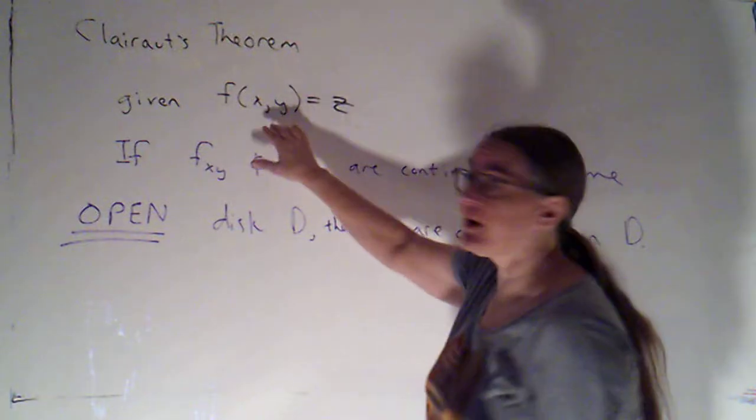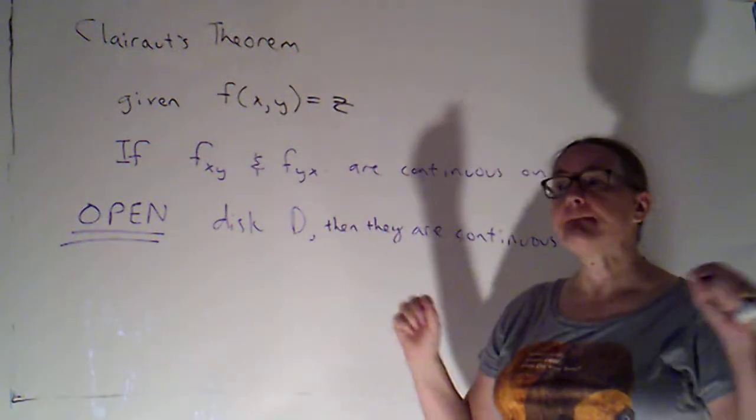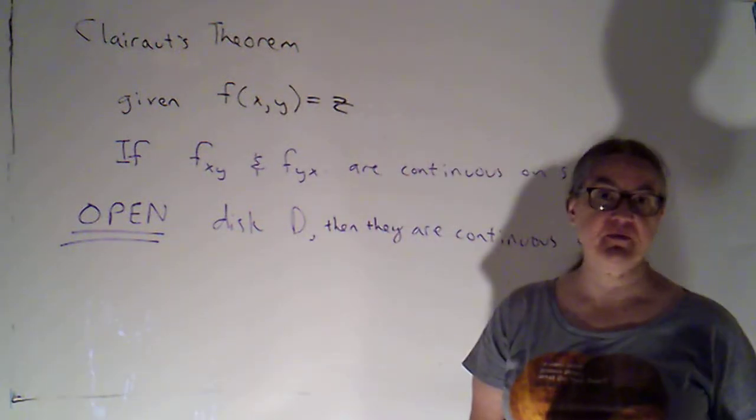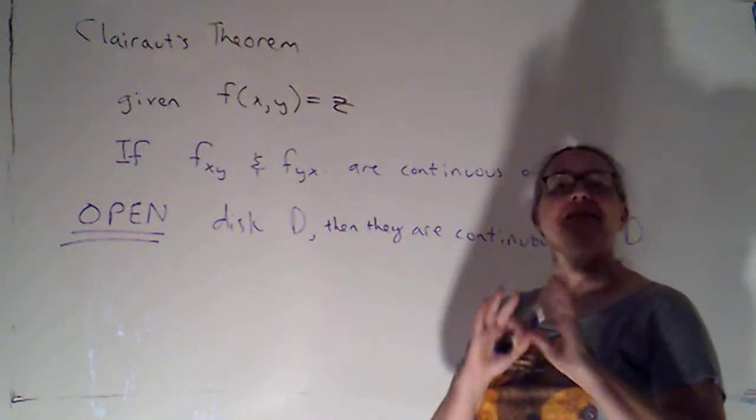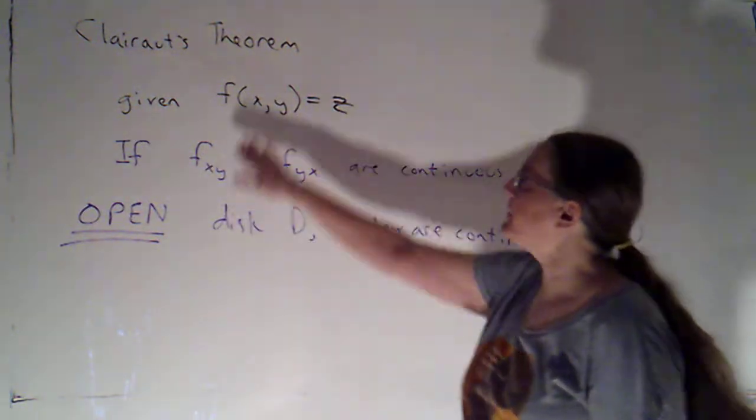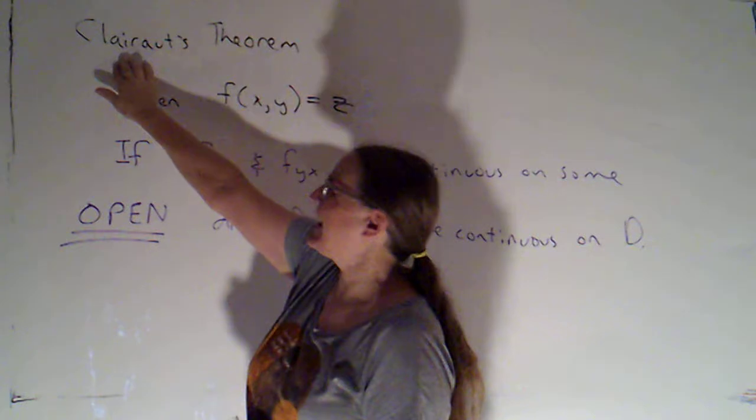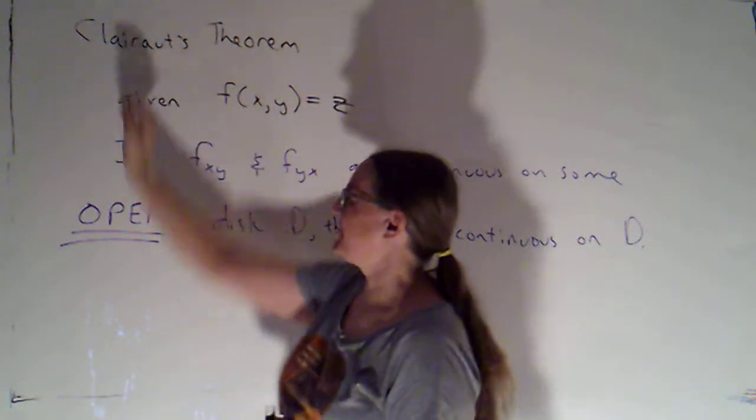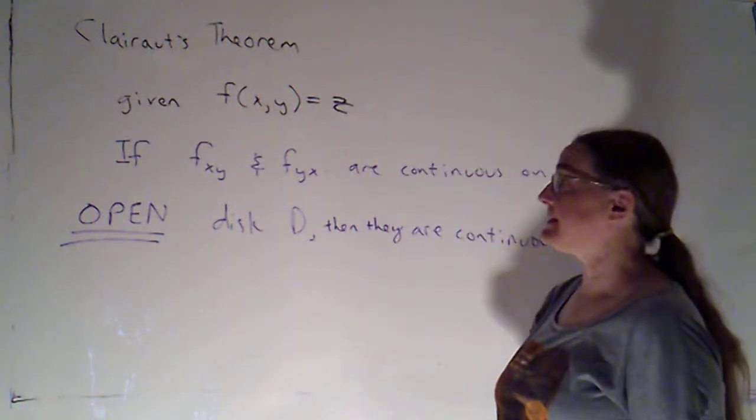In the last video, we saw an example of a function of two variables, and when we took the mixed second partials, we saw that they were equal. And I said that wasn't a coincidence, that was actually the result of Clairaut's Theorem, and there's Clairaut's name spelled out for you. Okay. And here's what it says.